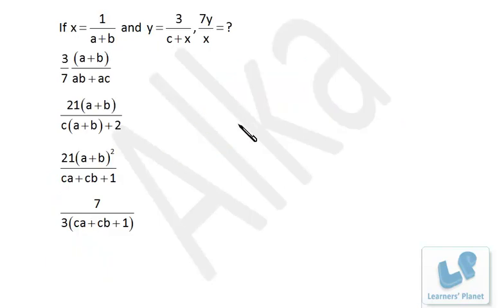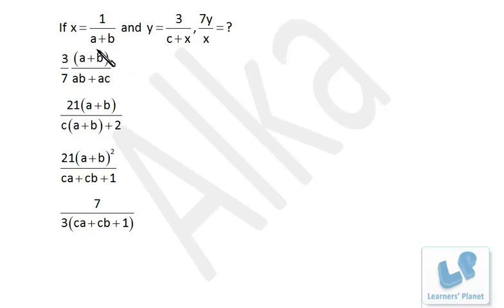Now friends, let's try this question. Here we are given the value of x and the value of y, and we have to calculate 7y by x, and all the options are in terms of a and b, right? So if you put the value of x over here, then also you can solve it. But the easier solution will be what?